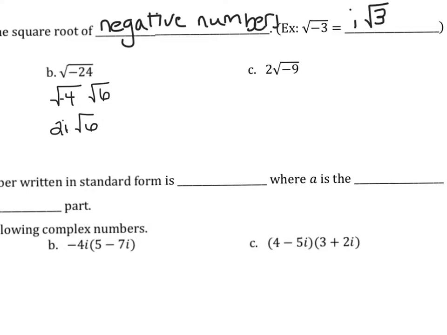C, 2 times the square root of negative 9. The square root of negative 9 simplifies to 3i. So I have 2 times 3i. 2 times 3i is going to be 6i.